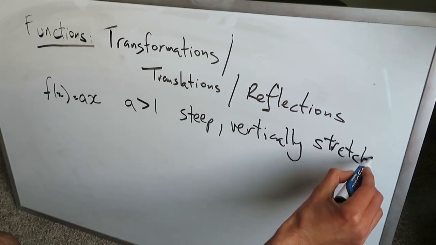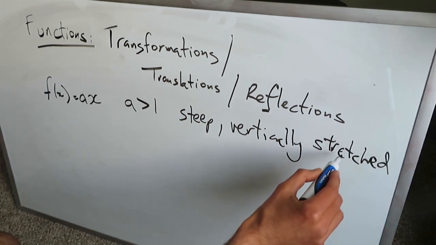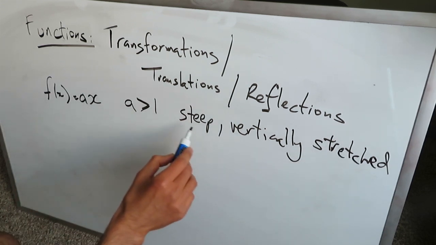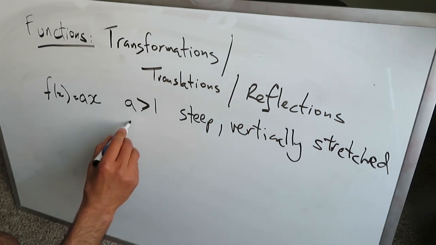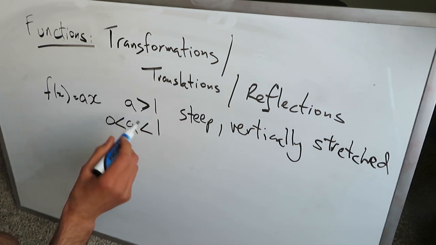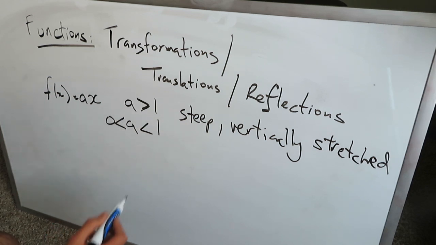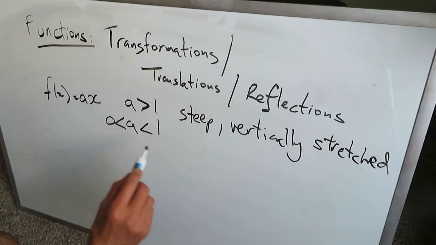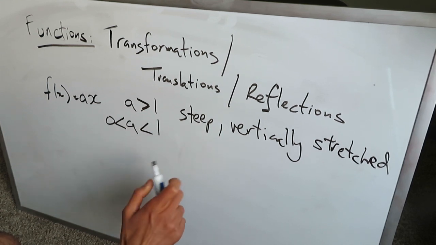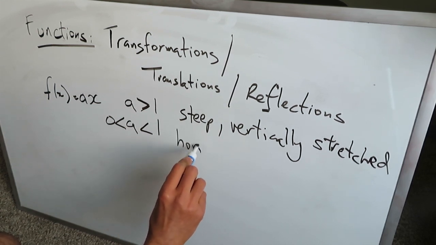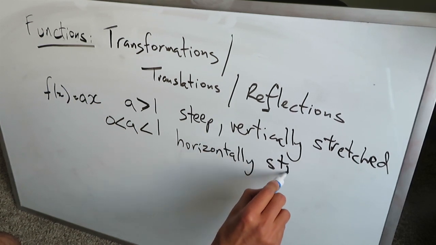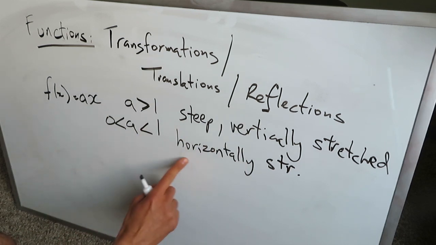I'm going to try to make sure my handwriting is good. So if the coefficient a before x is some value larger than 1, it's going to be a steep vertically stretched graph. If supposedly a happens to be something smaller than 1 but larger than 0, so here we're talking about fractions like 1 over 2, 1 over 5, 1 over 10, it will not be steep, but it'll be vertically shallow, or you can also say it'll be horizontally stretched, because that would be the opposite of vertically stretched. I'll be showing you this in terms of graph, what it means.